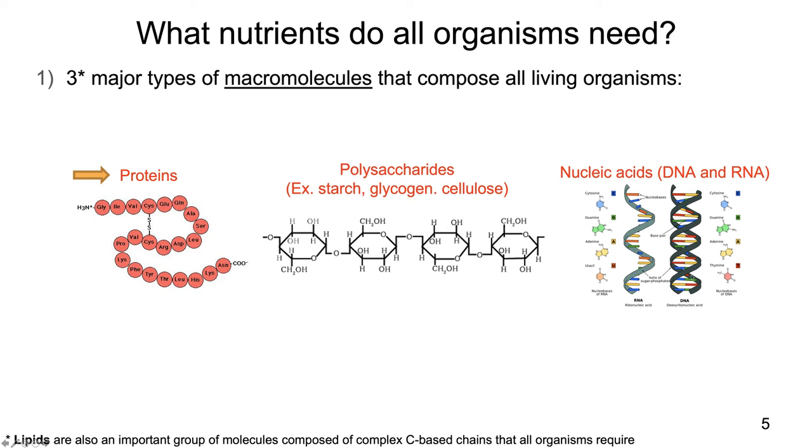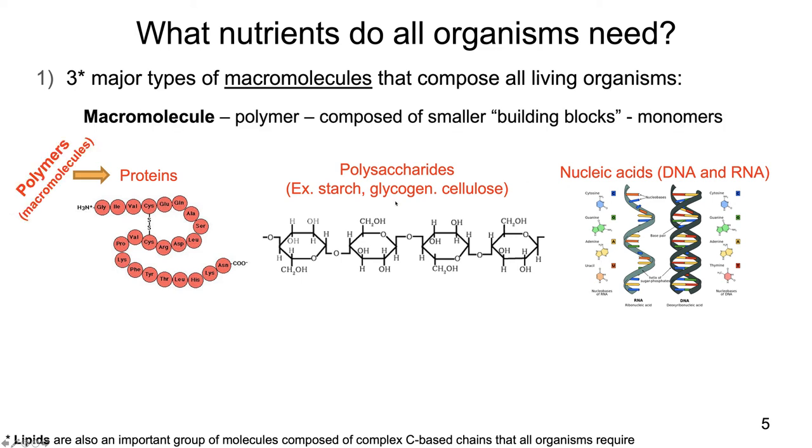And then the third major macromolecule that we'll talk about are nucleic acids. So DNA and RNA are examples of nucleic acids. And nucleic acids are, of course, made up of nucleotides, individual nucleotides. And so these are all examples of macromolecules. And macromolecules are defined as being polymers. So poly means many, and so they're composed of smaller building blocks. And those building blocks that make up polymers are called monomers. Okay, so macromolecules are a type of polymer, and those polymers are made up of monomers.